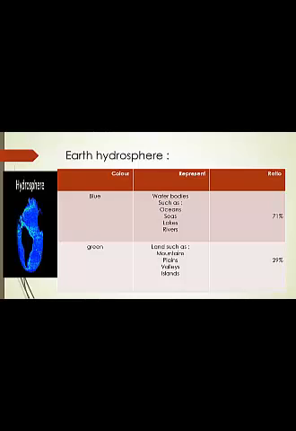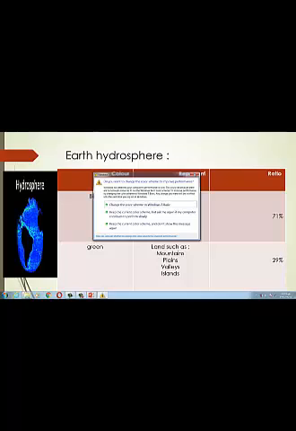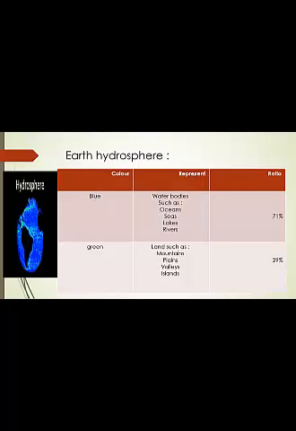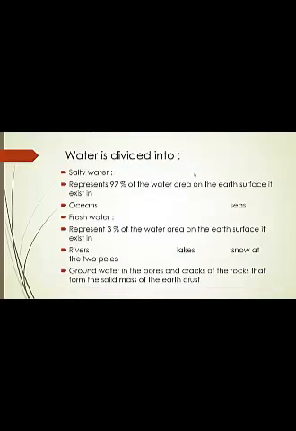Secondly, the Earth's hydrosphere. The first color, as shown in this sphere, is blue, and it represents the watery bodies such as oceans, seas, lakes, and rivers, and its ratio is about 71%. Secondly, the green color represents lands such as mountains, plains, valleys, and islands. It represents about 29%.